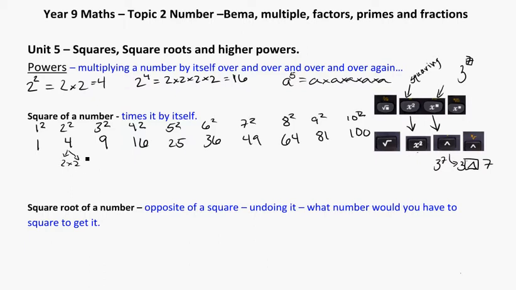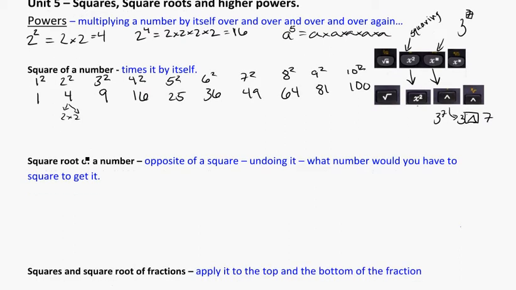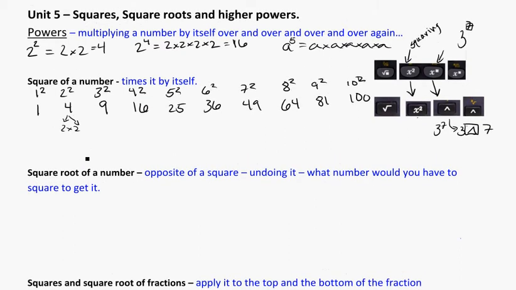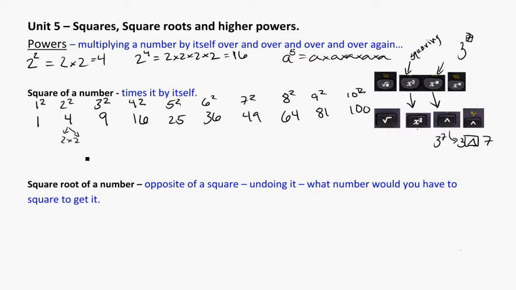Now taking a square root is kind of like doing the opposite. It's trying to undo the square. It's trying to undo what you did in the first place. And one way to think about that is, what number would you have to square to get it? So let's work backwards. If I asked you, and square roots look like this, if I asked you for the square root of 16, I want you to think backwards. What number squared, so what number times itself, would equal 16?